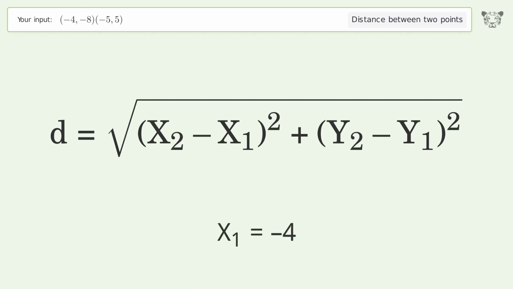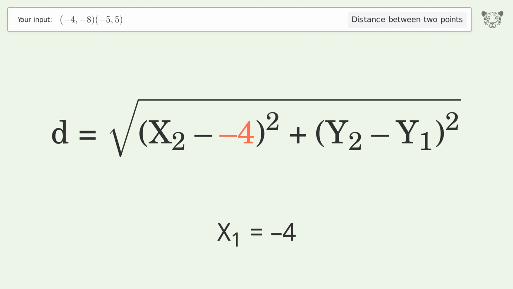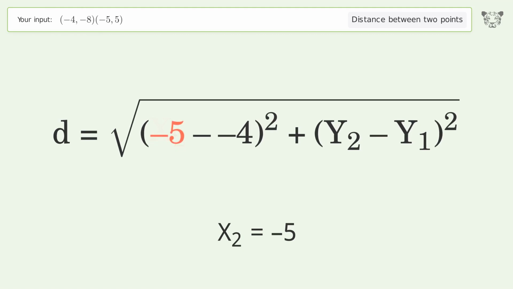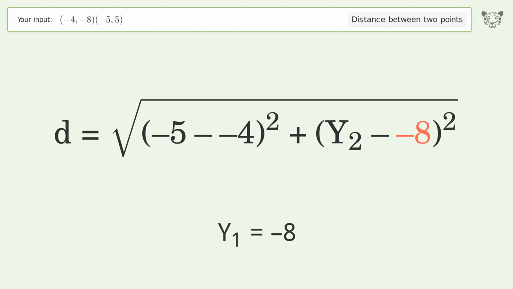x1 equals -4. x2 equals -5. y1 equals -8. y2 equals 5.